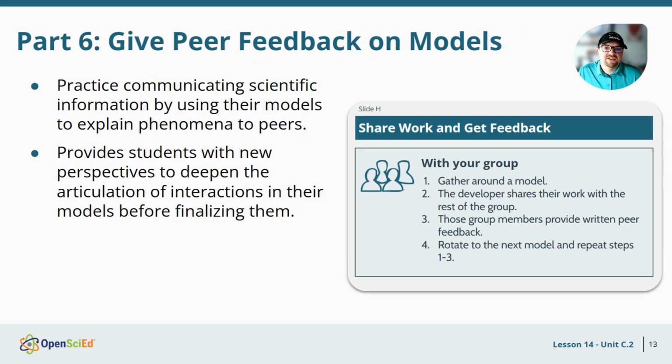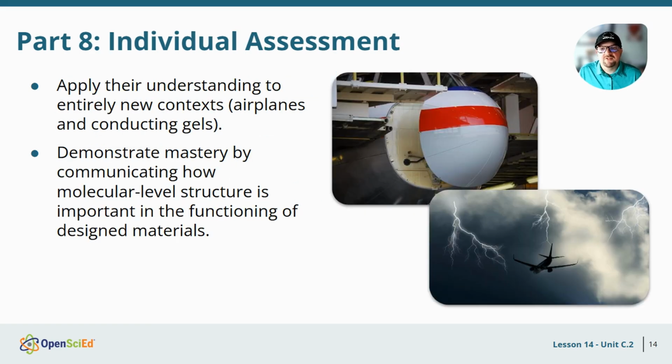During part 6, the classroom turns into an active workshop where students are in small groups, physically walking each other through their models and using a rubric or protocol to exchange constructive peer feedback. This is significant because it's a direct practice of communicating scientific information, and what I like to watch for here is how students use their peers' perspectives to catch gaps in their own logic or deepen the articulation of interactions before finalizing their models.